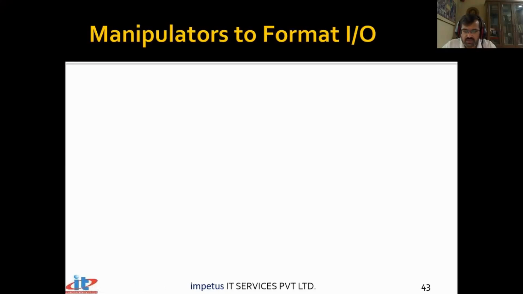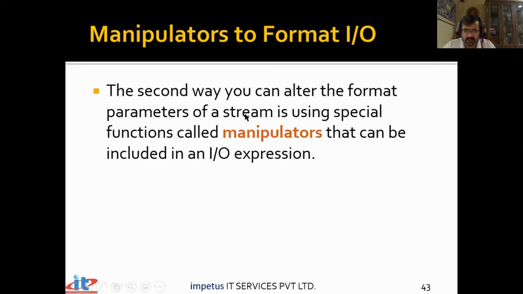And this was not supported earlier for us. Now we do have support for this concept of manipulators in C++. So let's understand what these manipulators are. We said this is the second way to alter the format parameters of a string. That means the formatting parameters, that means these formatting flags, can actually be manipulated by inserting those manipulators into the input output stream itself.